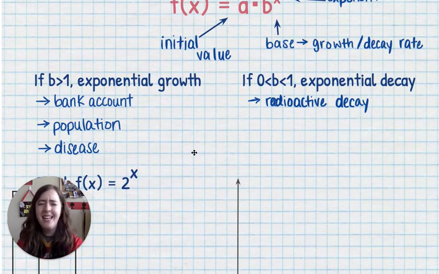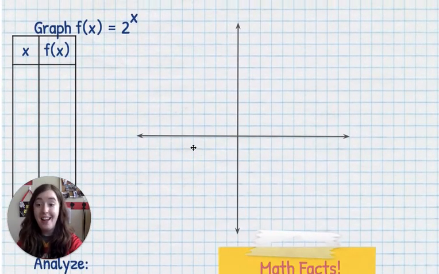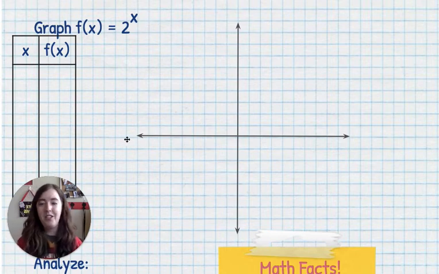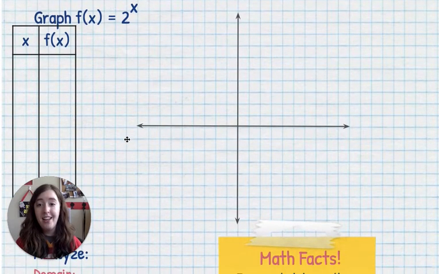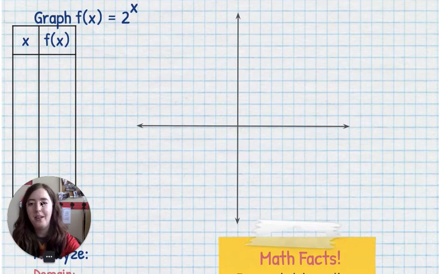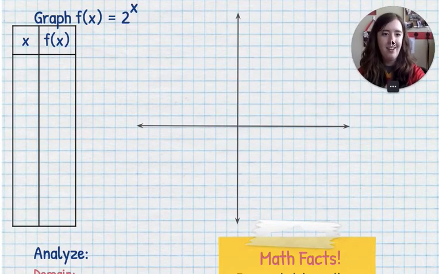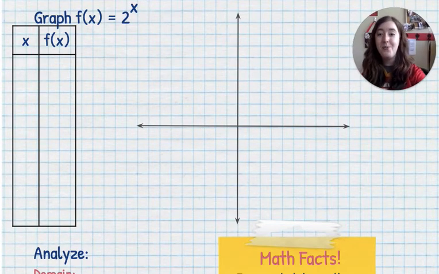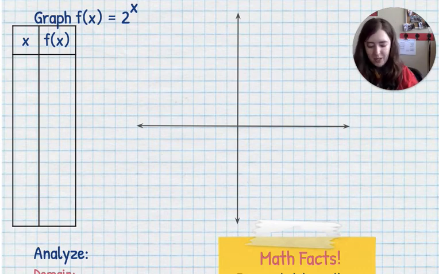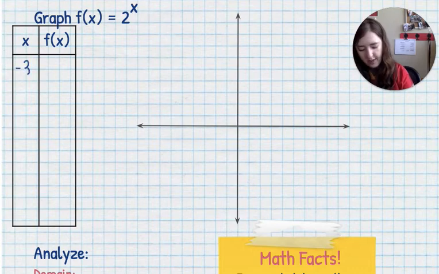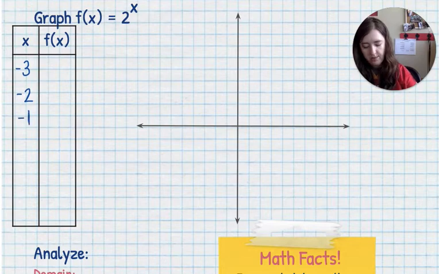Before we start getting into the ins and outs of it, let's just go ahead and graph an exponential function. The first one that we're going to graph is 2 to the x power. I'm actually going to move myself to the other corner, so that I'm not in the way. My advice, just to get an idea of how all this looks, is to put in -3, -2, -1, 0, 1, 2, 3.